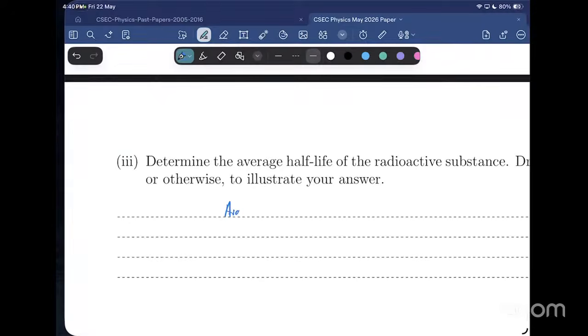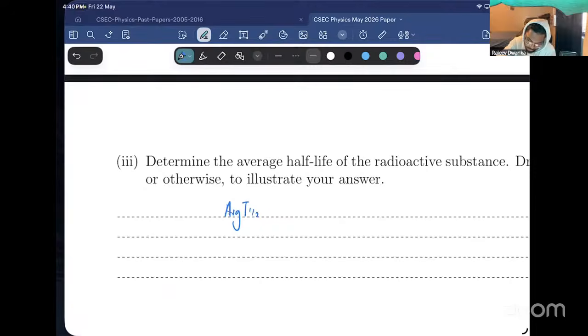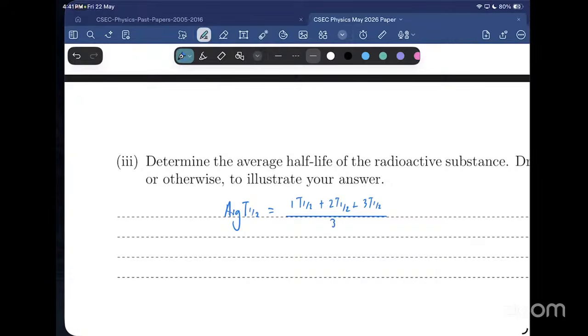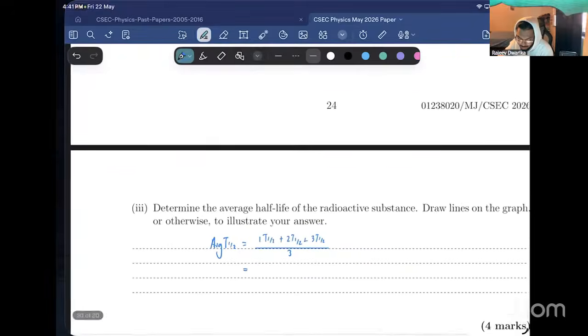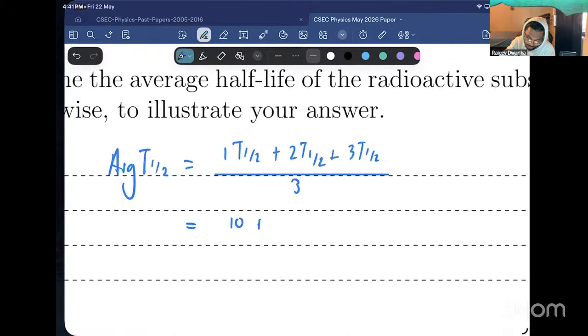So the average time and a half would just be equal to the first time and a half plus the second time and a half plus the third time and a half, divided by what? Three. If you had to use 2, you'd have to divide by 2. So it's just 10 plus 10 plus 10, which divided by 3 is 10.